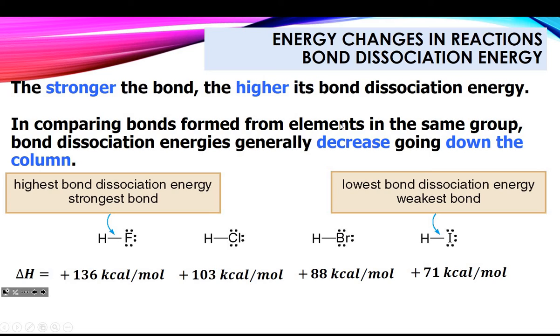Okay, so it's very easy to break that bond. And you can see the difference in the bond energy from 136 down to 71 just in these halogens, which are very wanting to keep their bonds together.